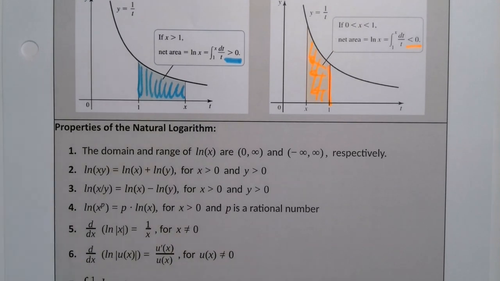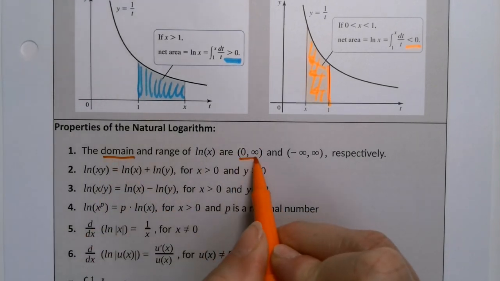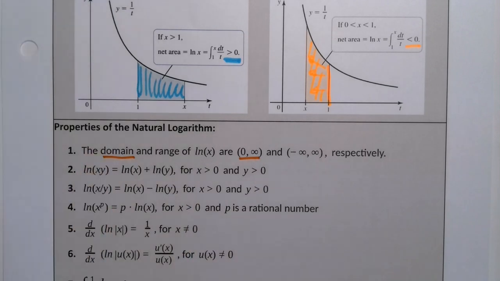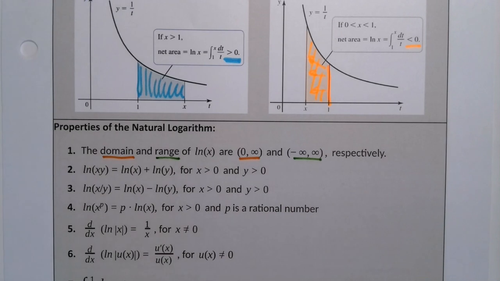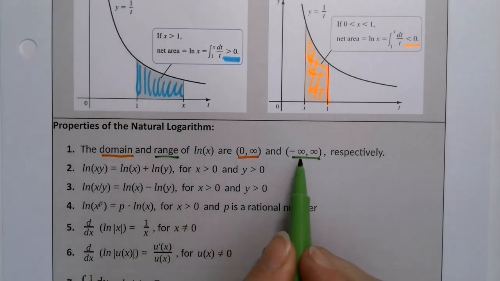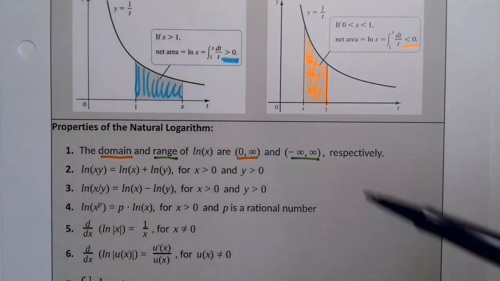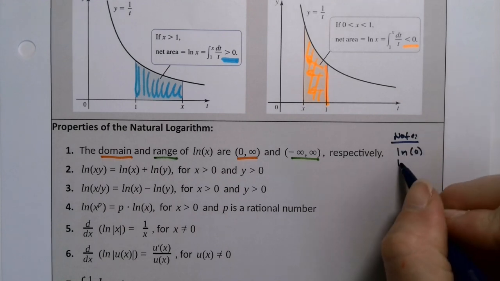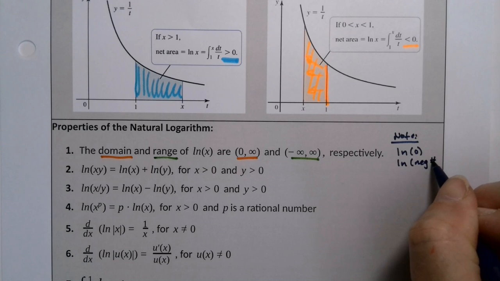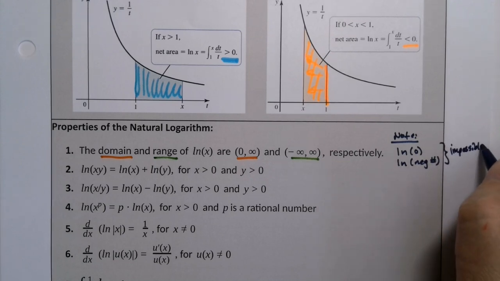All right, so let's remind ourselves of some properties of logarithms. What I just said: logarithms have a domain of 0 to infinity, but a range of negative infinity to infinity. So a logarithm can be negative, but you cannot take the logarithm of a negative. I'll just make a little note: the natural log of 0 and the natural log of a negative number are both impossible. They cannot be done.